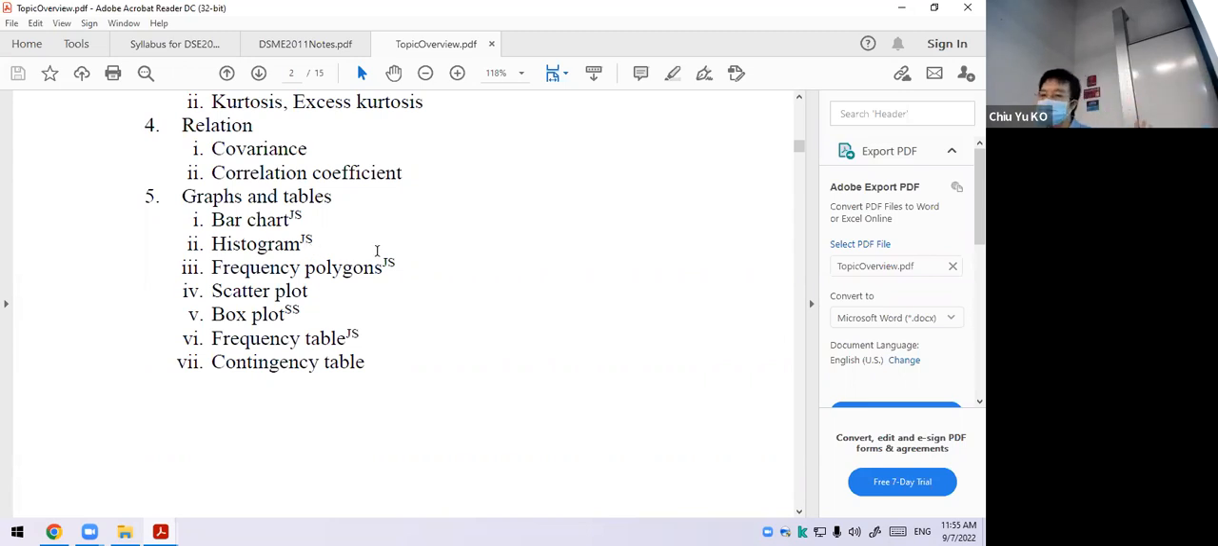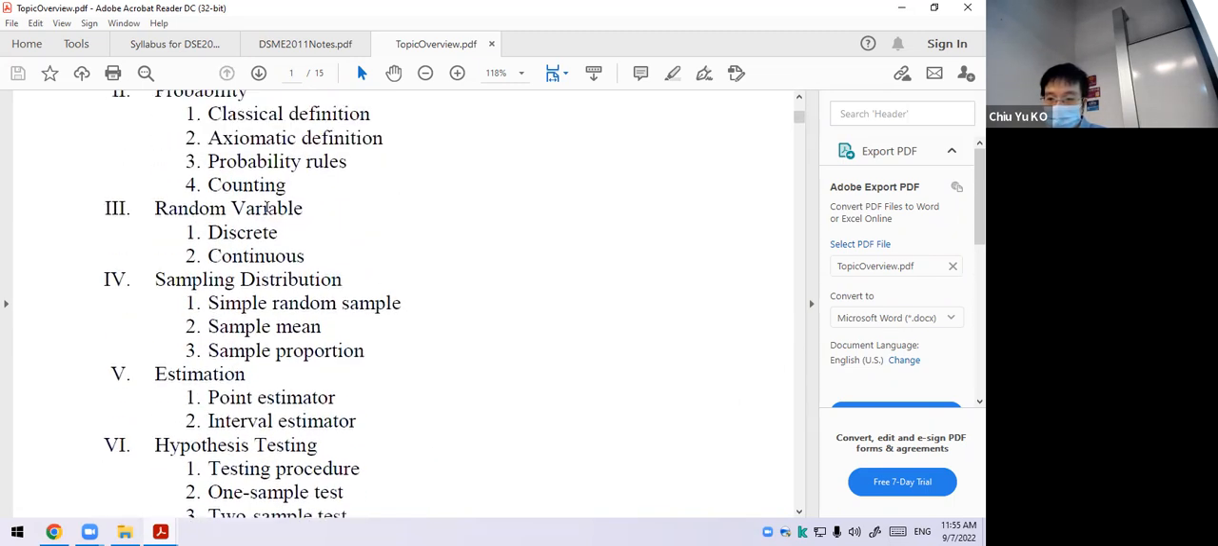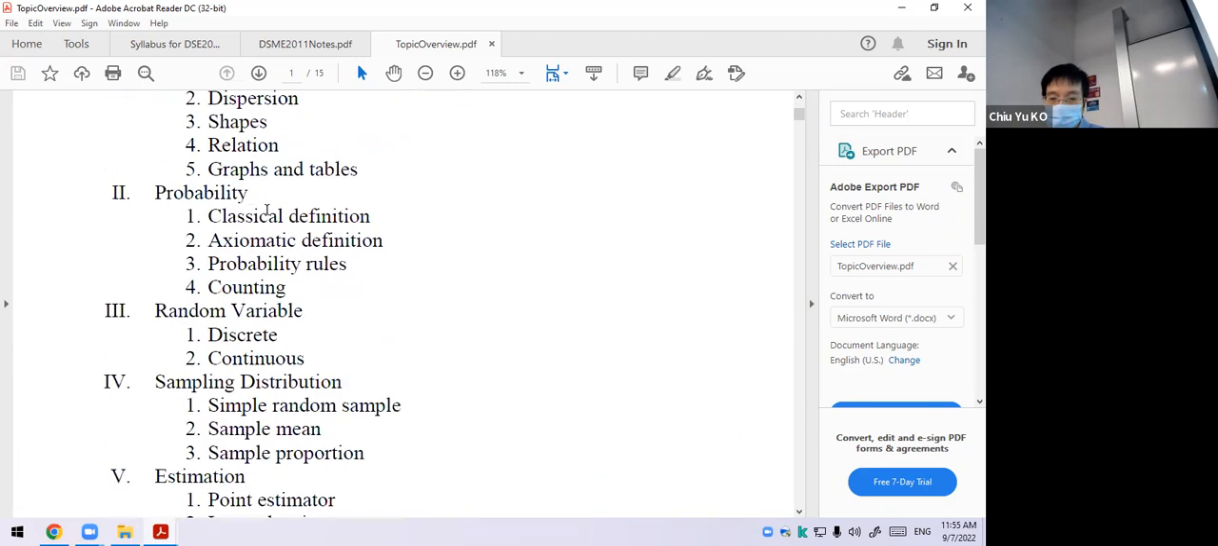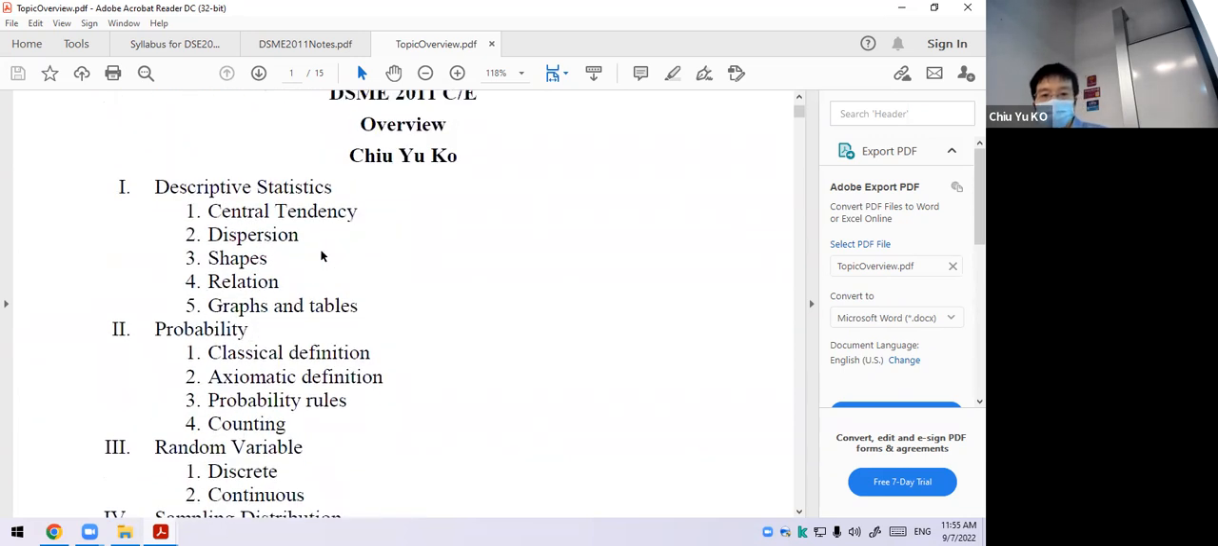Okay, for new diagrams like box plot or scatter plot, which is relatively new, I will talk about that. Other than that, I will assume you have no knowledge about that. Okay. Probably I'll just give you an overview a little bit about what is covered here, just within 5 minutes.